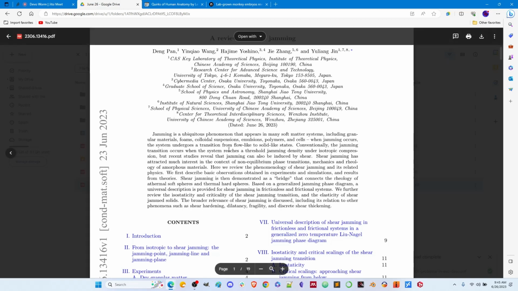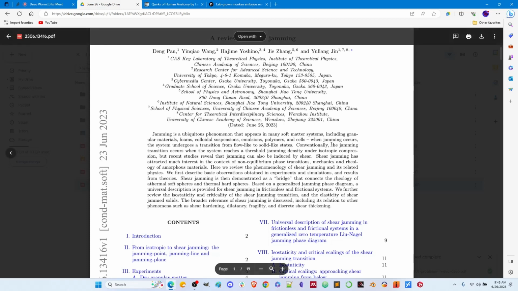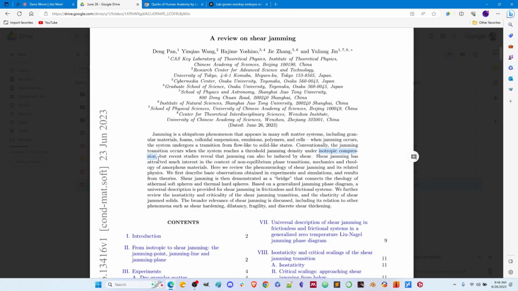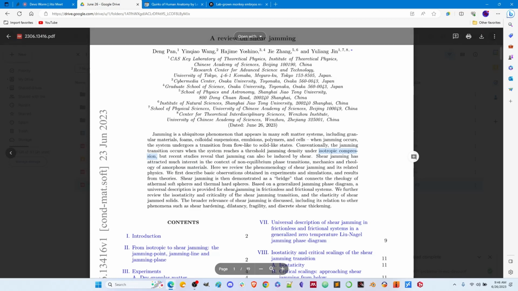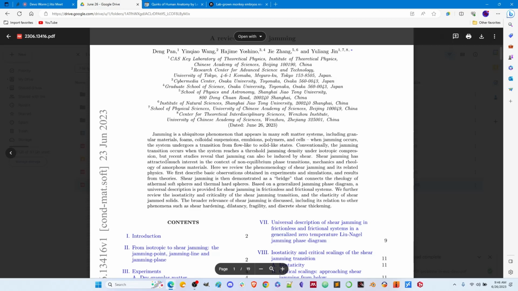Conventionally, the jamming transition occurs when the system reaches a threshold jamming density under isotropic compression. So this is under isotropic conditions, meaning that it's uniform across the material. And of course, it's not always the case. Sometimes you have anisotropies, so you're going to have differences in local jamming versus non-local jamming. We've talked about that with respect to some cellular systems, where you get local jamming, where a cluster of things becomes a solid and then the rest become kind of fluid-like. So that's an interesting state as well, or a macro state, I guess.